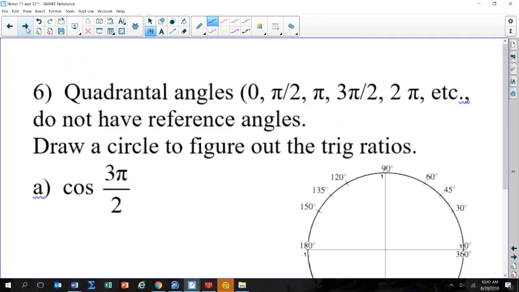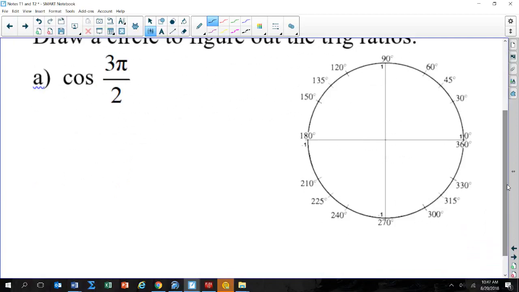All right, last thing I'm going to go over today is for quadrantal angles, 0, pi over 2, pi, 3 pi over 2, etc. They don't have reference angles. That's the thing about quadrantal angles. Anytime it lands on an axis, it's not going to have a reference angle. So here if I'm looking at cosine of 3 pi over 2, remember pi over 2 is 90 degrees and I've got 3 of them. That puts me down here at 270.